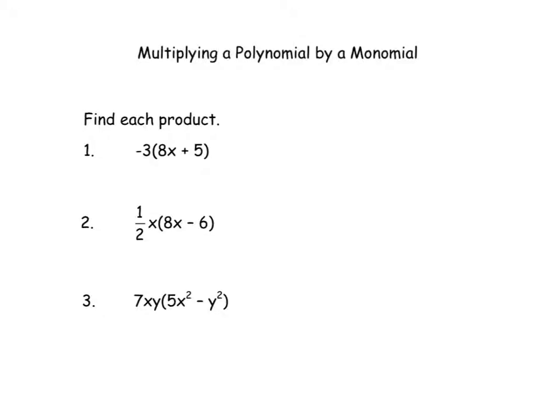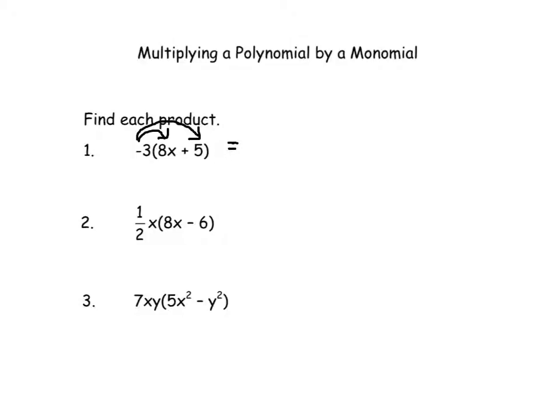Today our lesson is on multiplying a polynomial by a monomial. Your basic instructions are that you're just going to take your monomial, which in this case is -3, and you're going to distribute. So you're going to multiply everything inside the parentheses by the -3. And you've totally done this before, so this should be pretty simple.